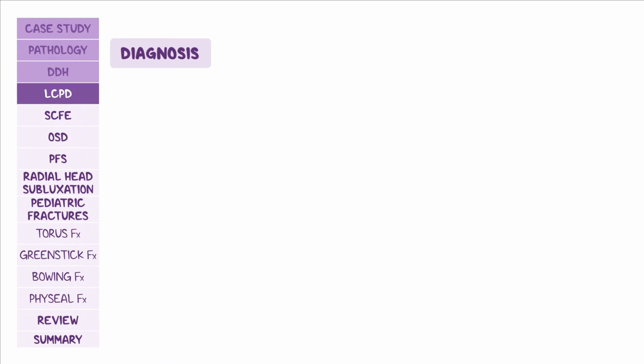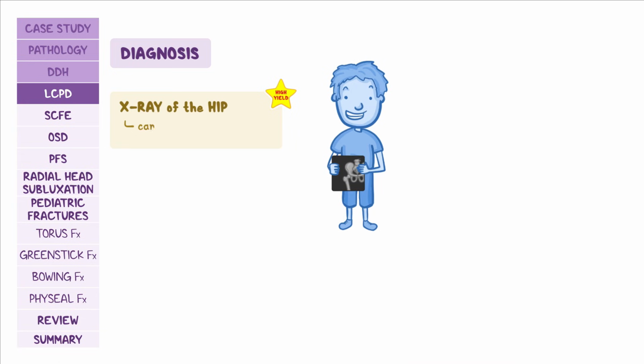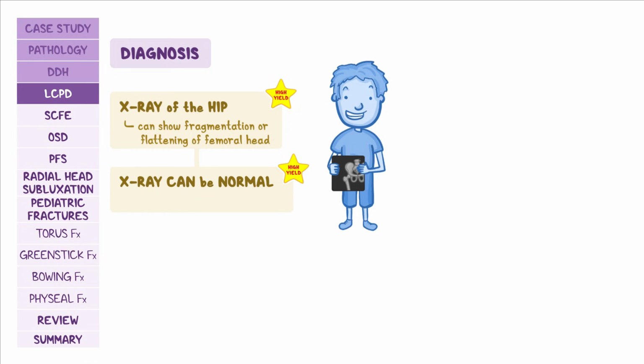Diagnosis of Legg-Calve-Perthes disease is based on imaging studies, like X-ray of the hip, which can show fragmentation or flattening of the femoral head. However, for your tests, keep in mind that early on in the disease, X-ray can be normal, and in this case, MRI can be useful to confirm the diagnosis.